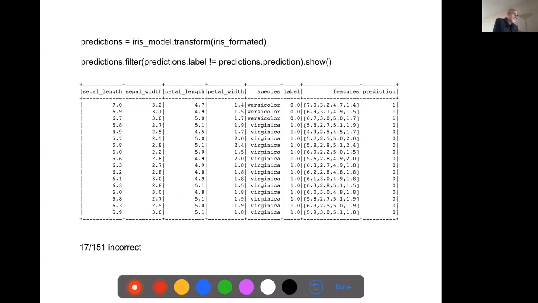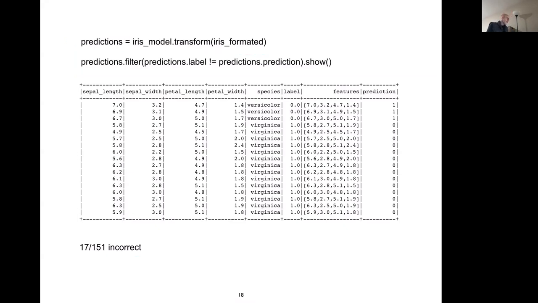And then we can make predictions. Of course, I did it, I cheated. I should have broken the data into a training set and test set. Then we can look at the prediction. And it did pretty good. But again, the data set is relatively small.